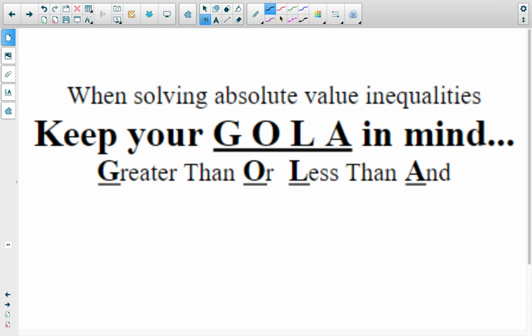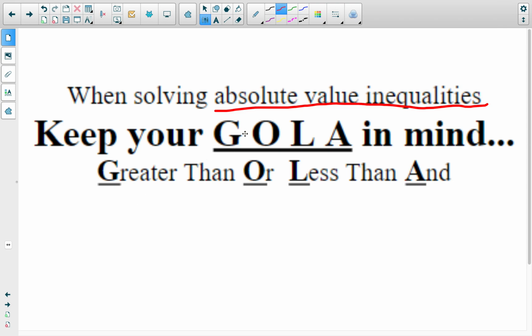So this is something that I tell students to help them remember whether we're going to use "or" or "and". This is only used when we're solving absolute value inequalities. It is not used for absolute value equations. It is not used for regular compound inequalities. It is only used for absolute value inequalities. And it's kind of like FOIL. It's a way to help you remember a process. It's not meant to replace your conceptual understanding.